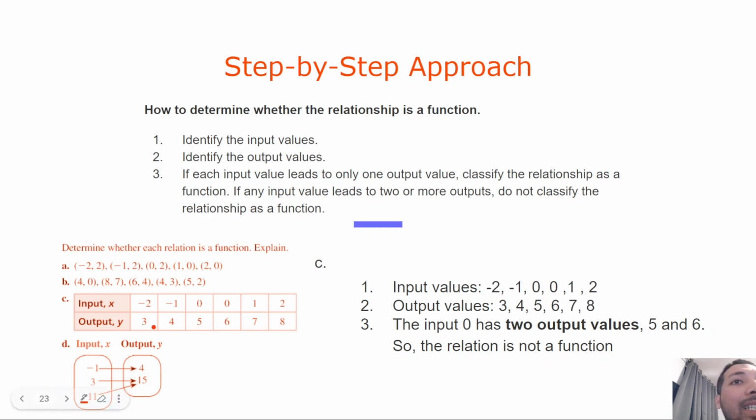Now let's look at this one over here. We can see that the input values for number C are -2, -1, 0, 0, 1, 2.